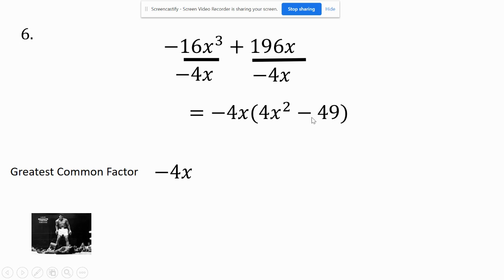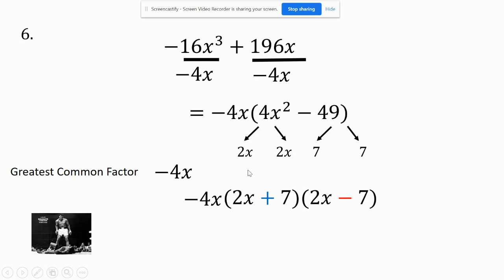And I look at this and I see two terms with a negative, and I can see they're both square-rootable, because the square root of 4 is 2, the square root of 49 is 7. So this means I'm going to have a negative 4x times 2x plus 7 times 2x minus 7.